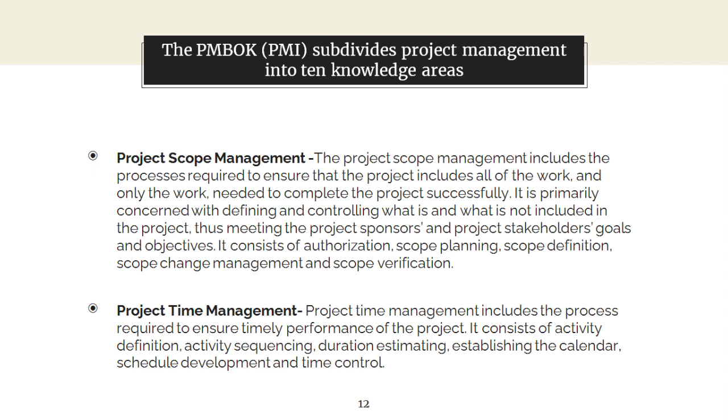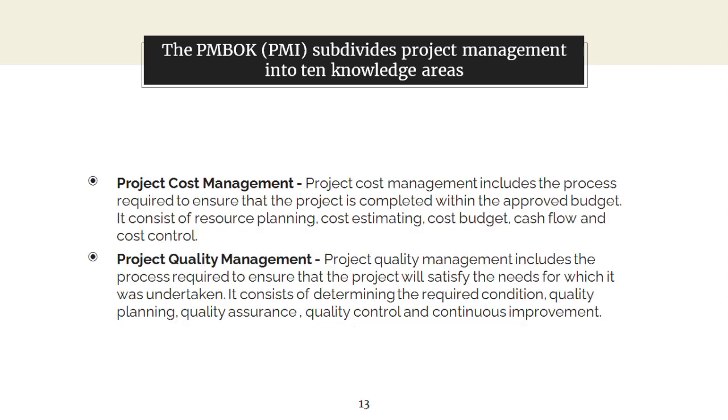The second is project time management. Project time management includes the process required to ensure timely performance of the project. It consists of activity definition, activity sequencing, duration estimating, establishing the calendar, schedule development, and time control. Third is project cost management. Project cost management includes the process required to ensure that the project is completed within the approved budget. It consists of resource planning, cost estimating, cost budget, cash flow, and cost control.